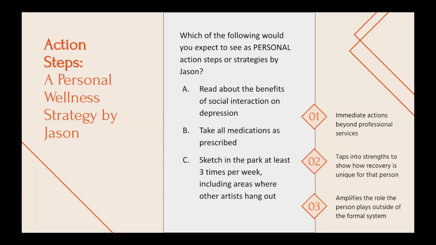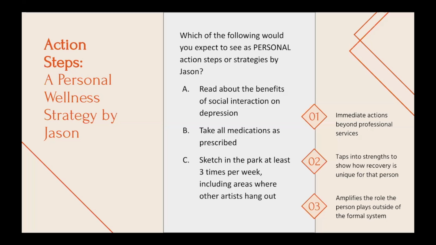And remember, there's a strong correlation between personal action steps and people's strength. These are things that people can do right now. So option A, read about the benefits of social interaction on depression. B, take all medication as prescribed. C, sketch in the park at least 3 times per week, including areas where other artists hang out.